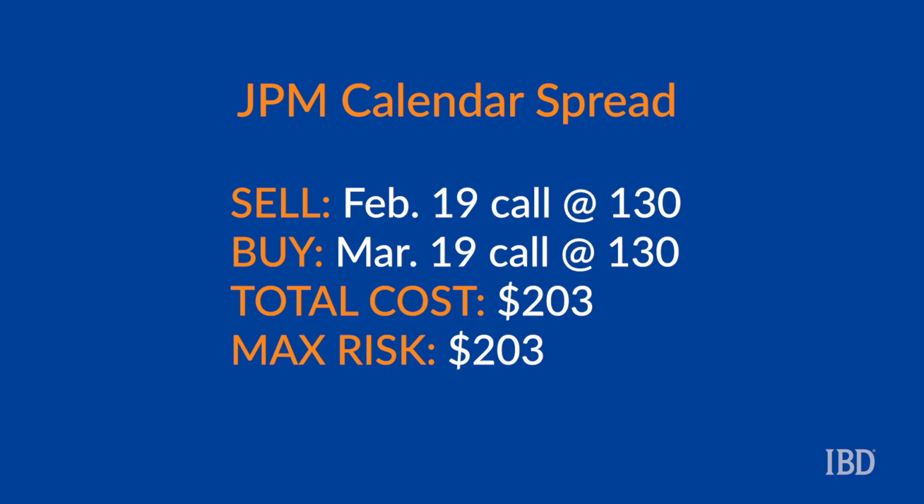Usually this is done with monthly options, but it can also be done with weekly options. And traders typically use call options unless the trade has a bearish bias, in which case you would want to use puts. But for today's trade, we're using calls. Investors could look to sell a February 19th 130 call and then buy a March 19th 130 call. So let's take a look at JP Morgan stock and set up this trade together.